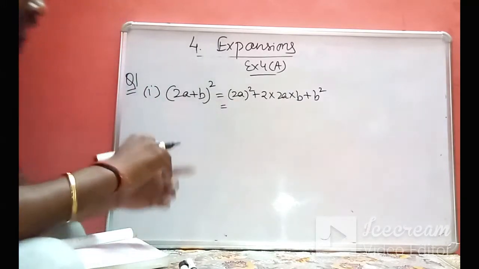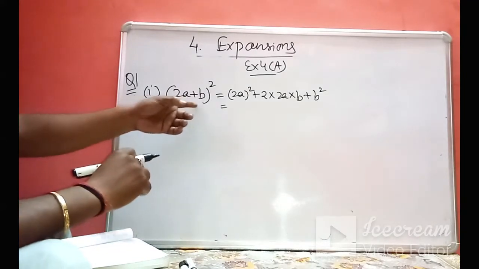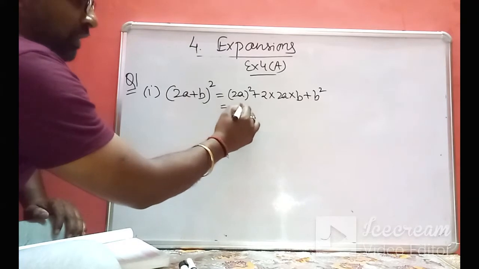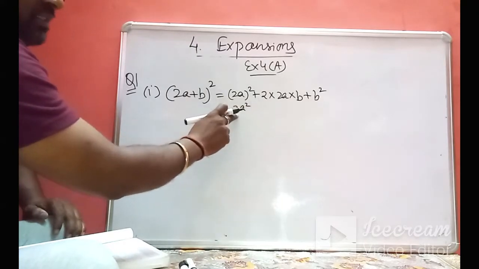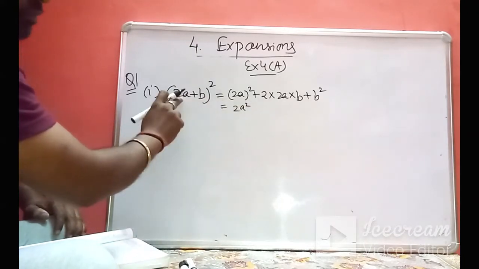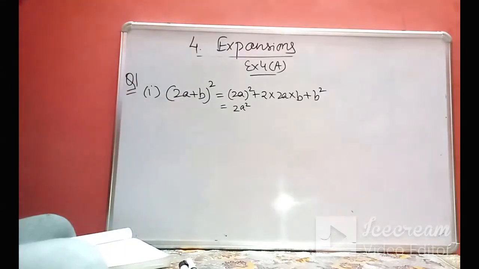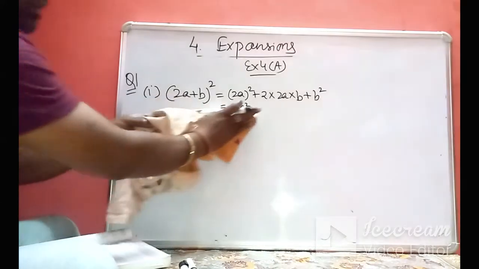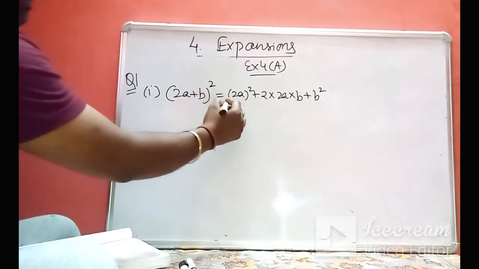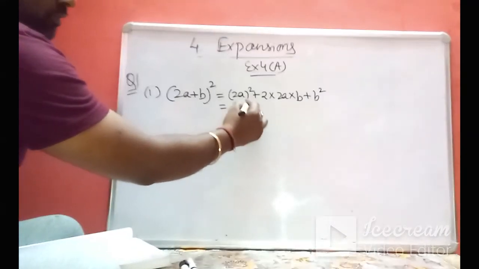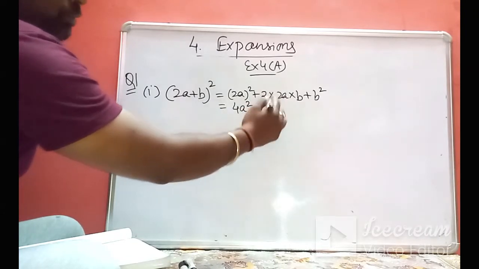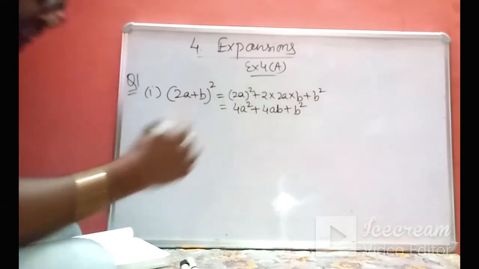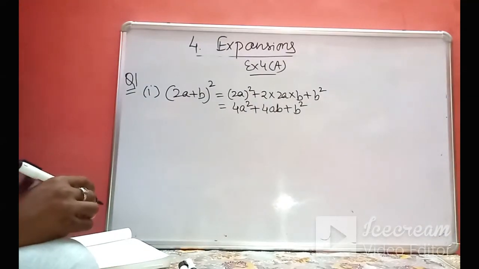Whenever you are doing the squaring of these types of expressions, what students do is write this as 2a square. Again, see, this is wrong, because what we have to do is the whole square of 2a. Understood? We have to do the whole square of 2a. So instead of this, what will we write? 2 square is 4, so 4a square. Then 2 into 2 is 4ab, plus b square. Understood?